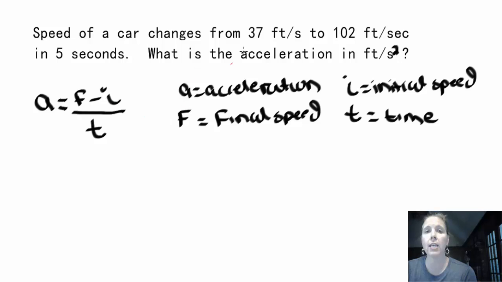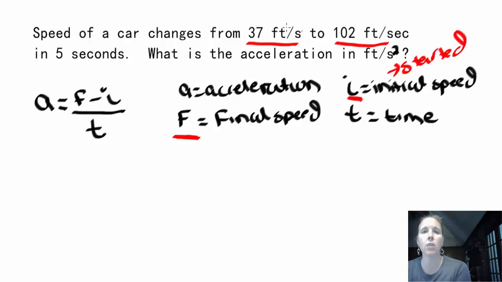So when you look at this, here's our main numbers here. Our equation is given to you: acceleration, which is what we're looking for, equals the final speed minus the initial speed over the time. So this is the key, the final speed and initial speed. Final speed means what you ended with. Initial speed is the speed you started at, or the beginning.